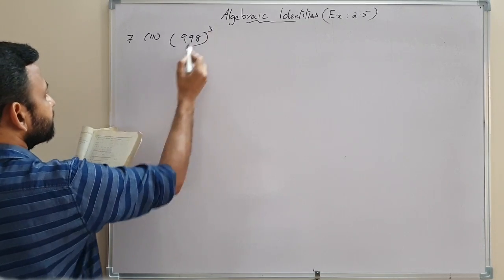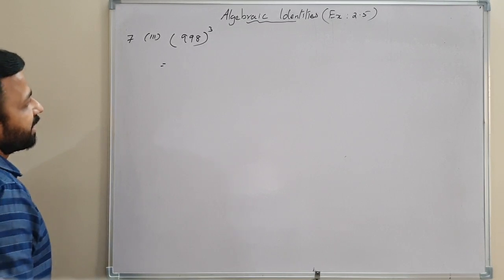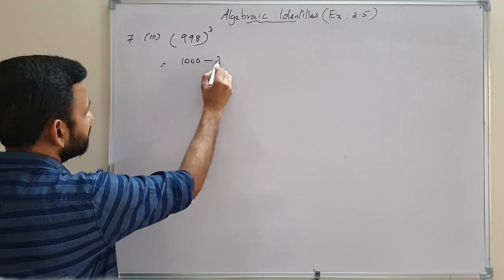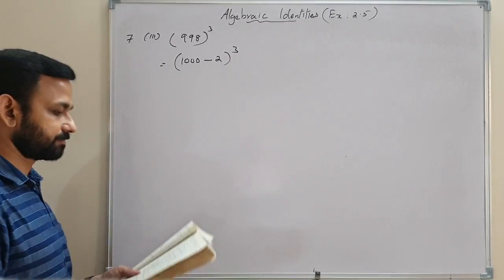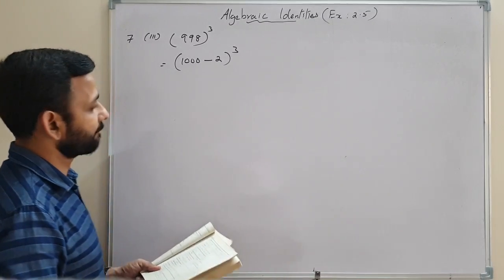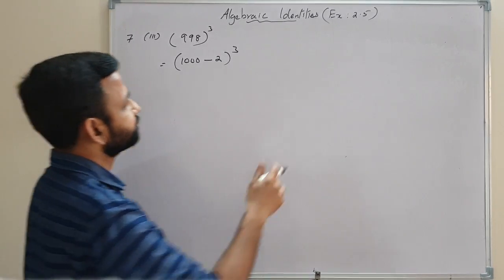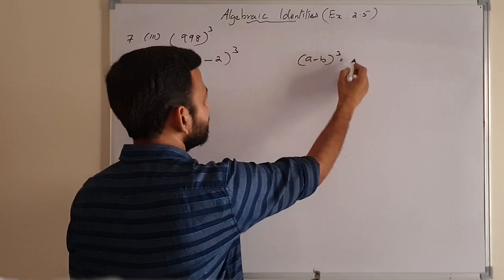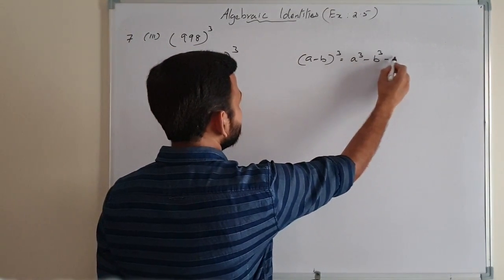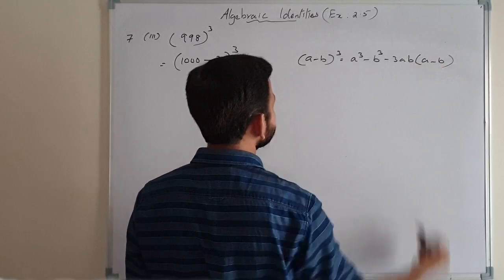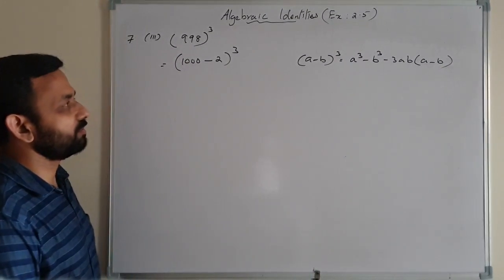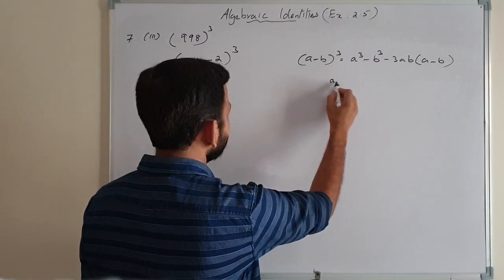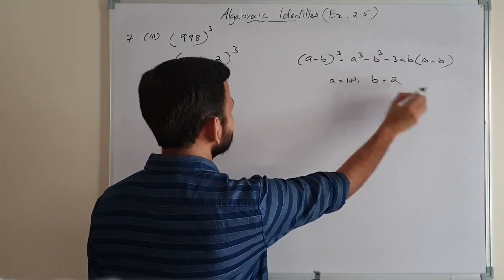998 raised to the power 3. 998 we can write as 1000 minus 2, raised to the power 3. Then we will use the identity (a minus b) whole cube equals a cube minus b cube minus 3ab into (a minus b). So here a is equal to 1000 and b is equal to 2.